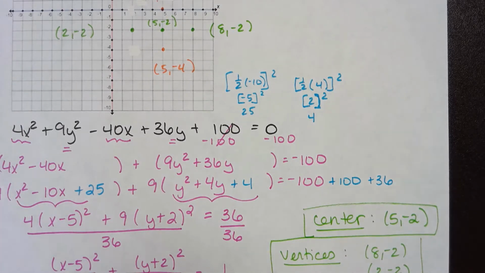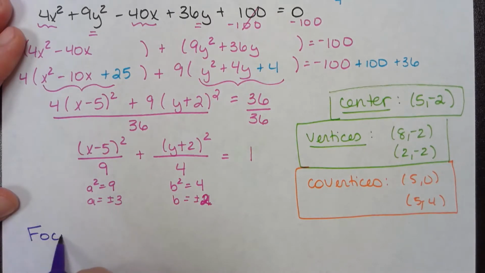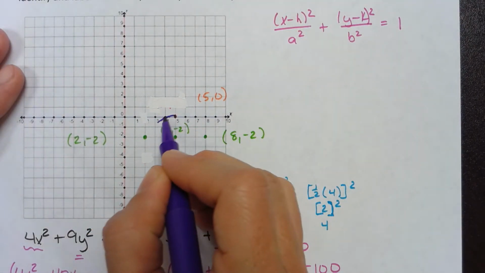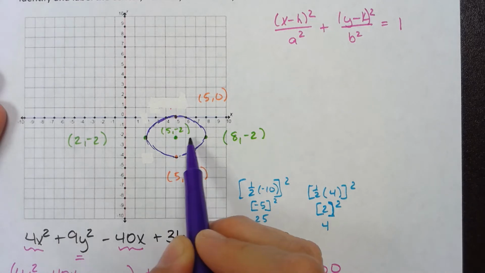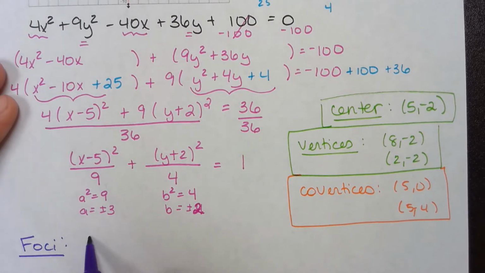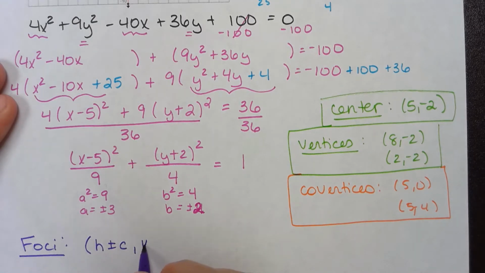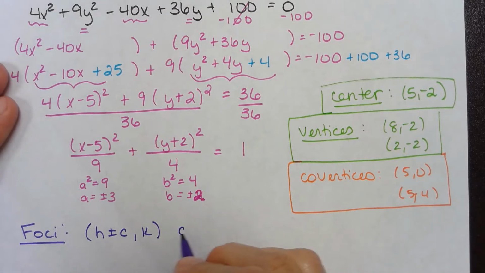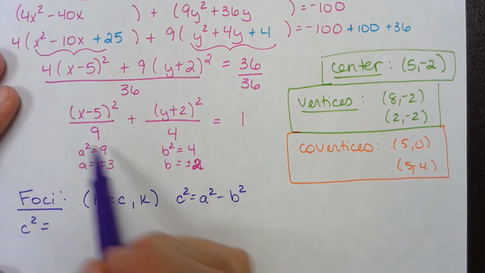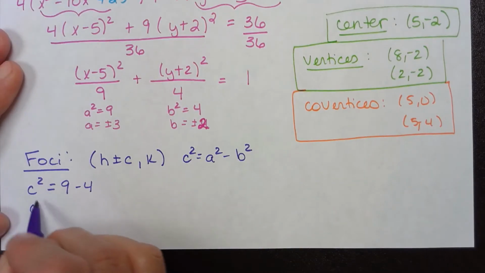So the next thing we need to do is to find our foci. Okay, what do we have in our picture right now? We know that our foci lie this way. So c is going to be added to the x value of the vertex, right? So we're going to have h plus or minus c, and then our y will stay the same. And also remember that c squared is a squared minus b squared. So c squared is going to be, a squared was 9, b squared was 4, c squared is 5, which means c is plus or minus the square root of 5.